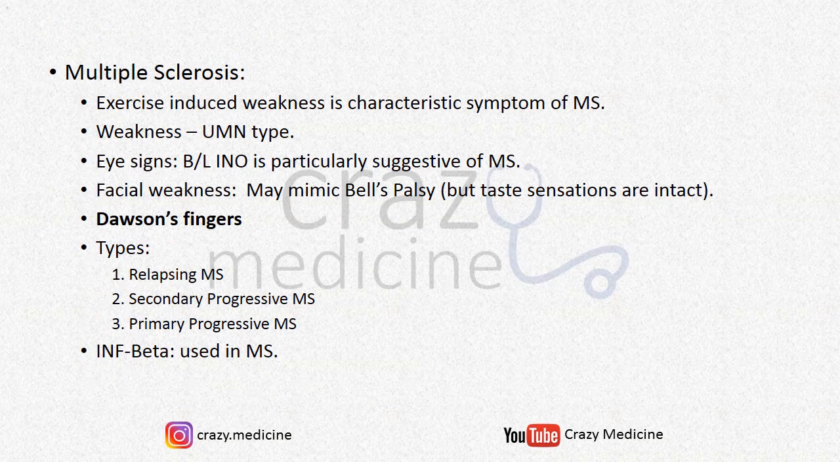The next is multiple sclerosis. Exercise-induced weakness is a characteristic symptom of multiple sclerosis, and weakness is UMN type. The eye sign involves bilateral INO, which is particularly suggestive of MS. And facial weakness may mimic Bell's palsy, but taste sensations are intact. MRI brain will show Dawson's fingers. It may be asked as an image-based question also. And in the new edition of Harrison, MS is of 3 types only. Previously it had 4 types. The types include relapsing MS, secondary progressive MS, primary progressive MS. And for treatment, interferon beta is a drug which is used only in MS.